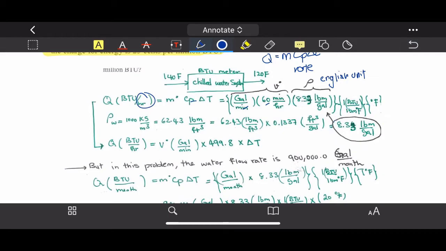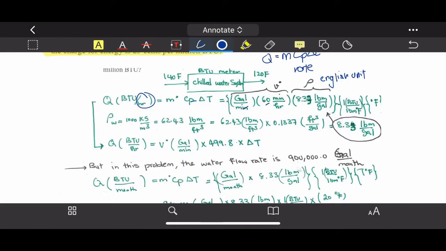Okay, now here is Q, which is in the unit of BTU per hour, and V dot in terms of gallon per minute, and times 499.8 and delta T. So these equations come straight from this one. Okay, straight from that one, yeah.